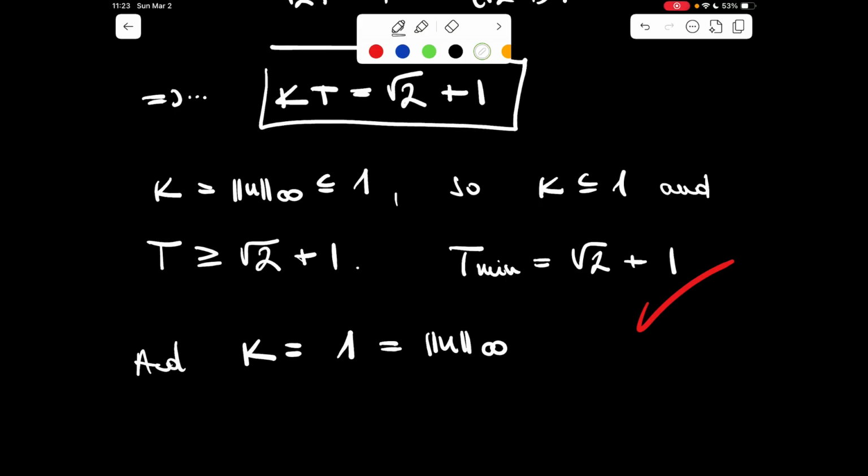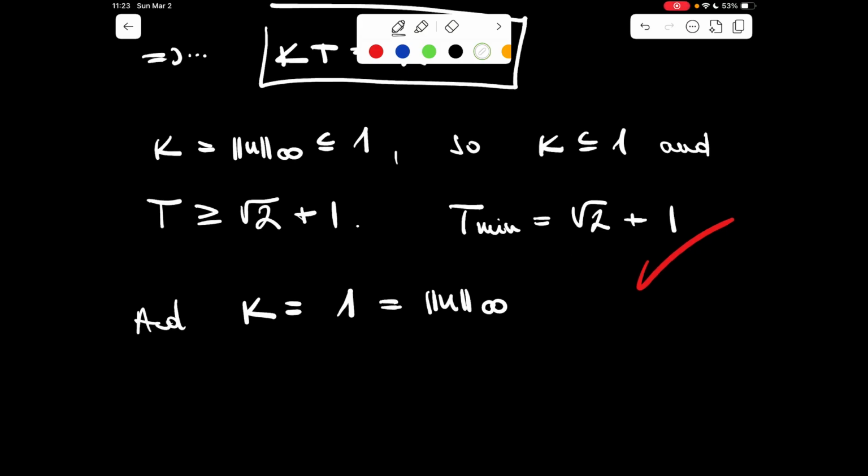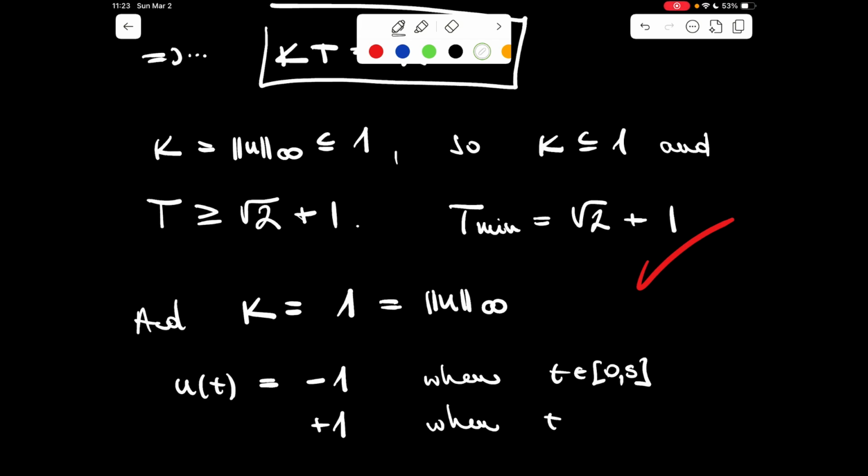All right, so we know that ut is minus 1 when we are in the initial phase and plus 1 when we are in the second phase approaching the International Space Station. Okay.